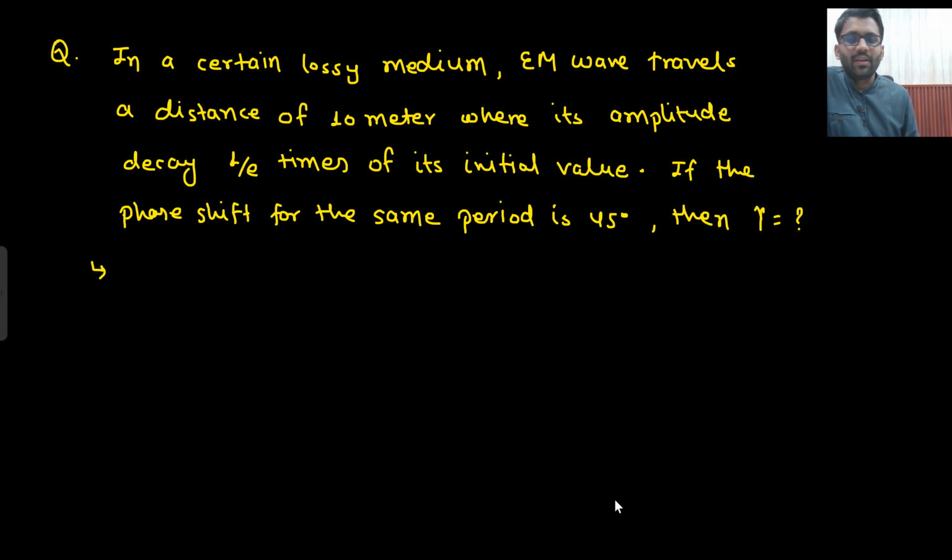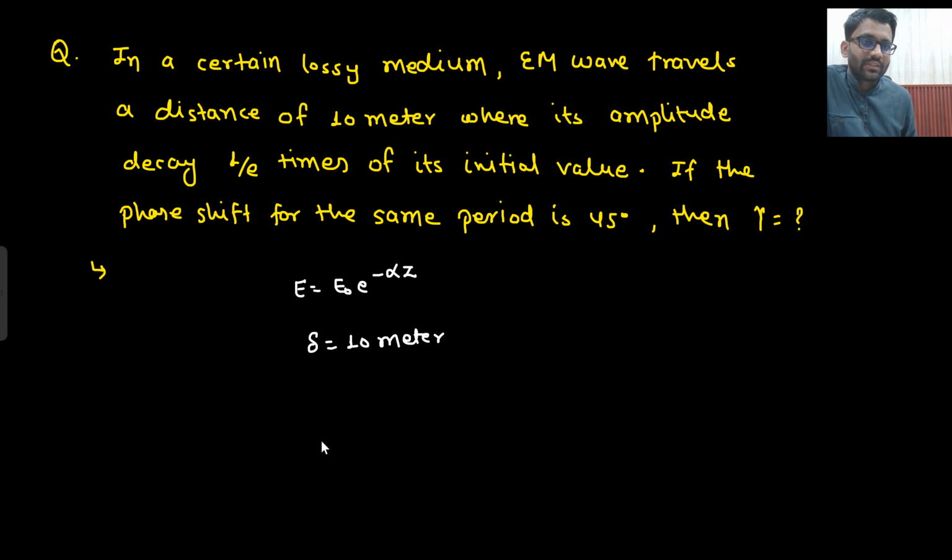In a certain lossy medium, EM wave travels a distance of 10 meter when its amplitude decays 1 by e times of its initial value. So how would the amplitude decay? If you remember how amplitude decays, E naught e to the power minus alpha z. In this manner it decays. So it has decayed to 1 by e times. That means what it shows? The 10 meter is your skin depth, right? 10 meter is my skin depth.